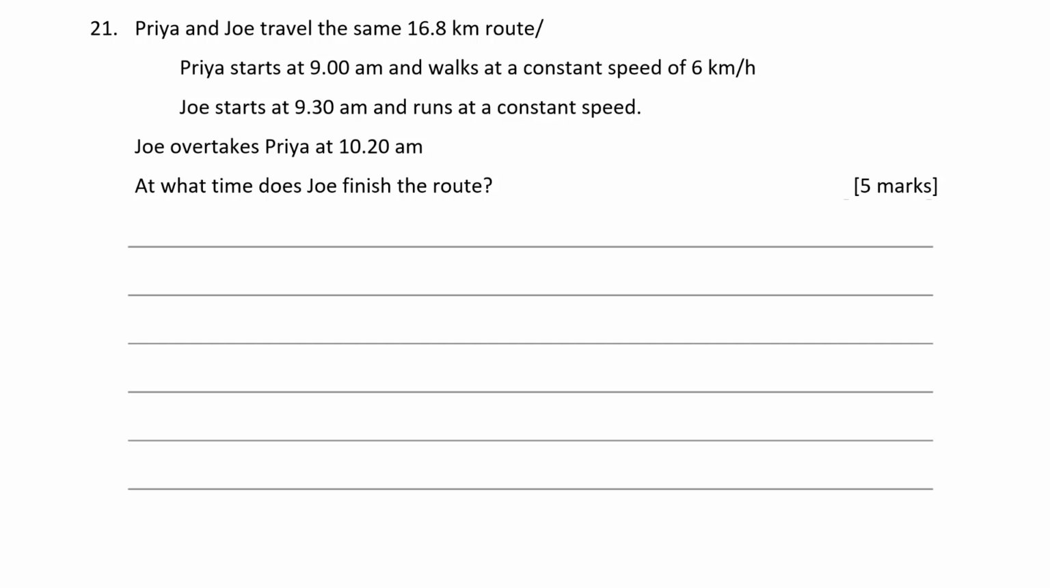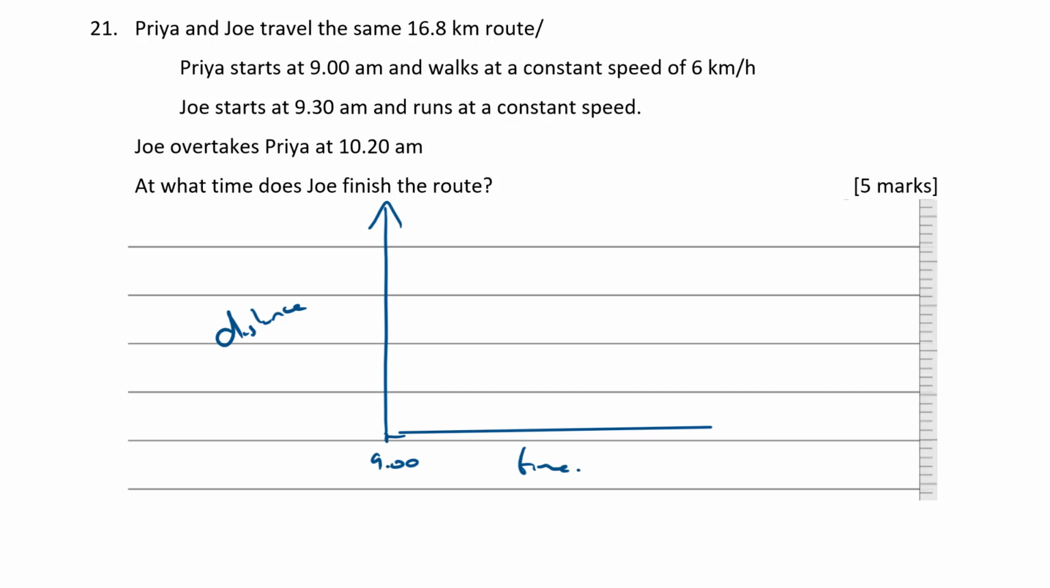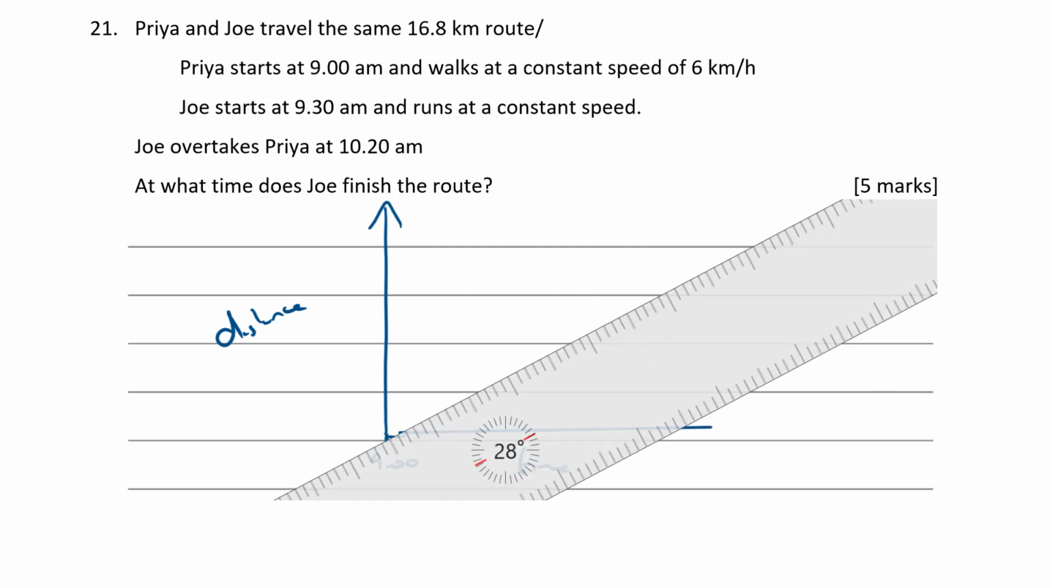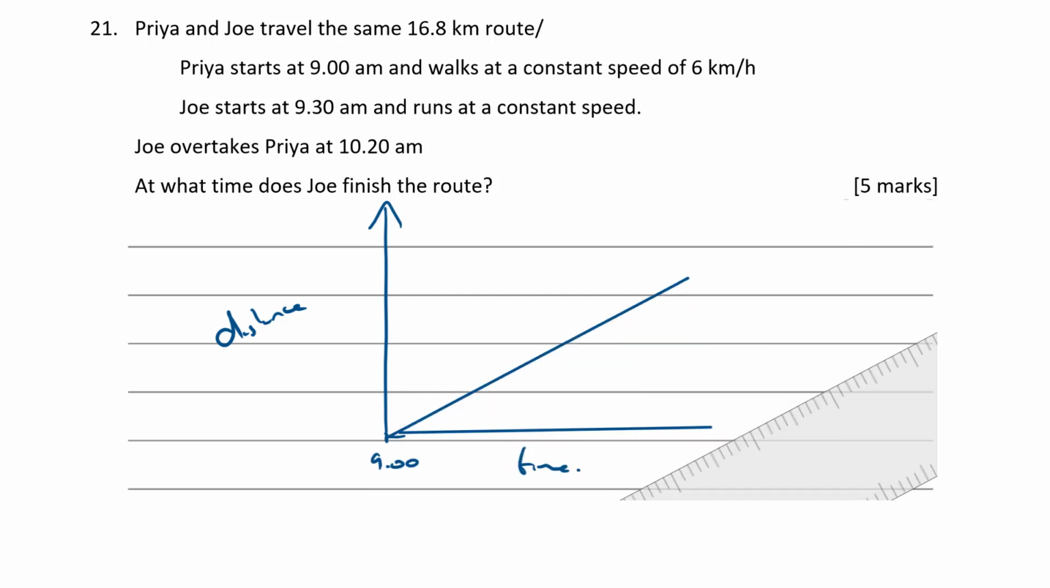I think I'm just going to sketch this for myself as a quick distance time graph, just to get a bit of a better understanding of what's going on. So if I've got time and distance, then I've got Priya starting at 9. So let's call the origin 9 AM. And she's walking at a constant speed of 6 kilometers per hour, isn't she? So she's going to be moving at a distance like that.